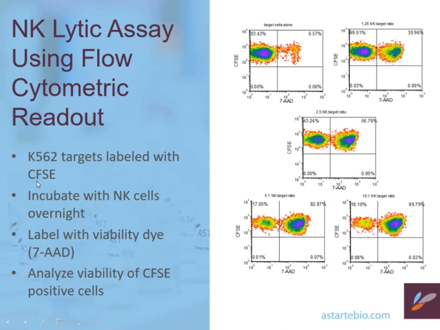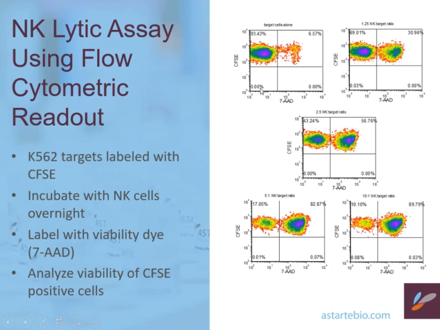The other option, if you don't want to go through making a stable cell line, is to label your targets with CFSE. As we talked about earlier, that's going to give you a nice bright label on the cell surface. You can incubate those with NK cells, and we've found that this method works best if you increase your incubation time to overnight. And then you can label cells with a viability dye, 7AAD, to detect dead cells. So then you're going to be looking for labeled target cells that are now taking up the dead cell dye.